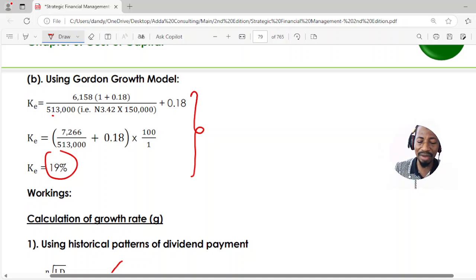If I want to use par value, then cost of equity will be equal to my dividend per share, which is 0.04. Growth rate is 18%. 1 plus 18% will give me 1.18. Let me write that one. This should be 1.18.